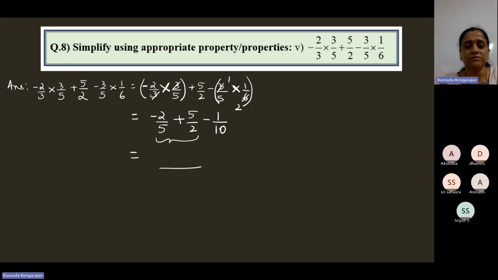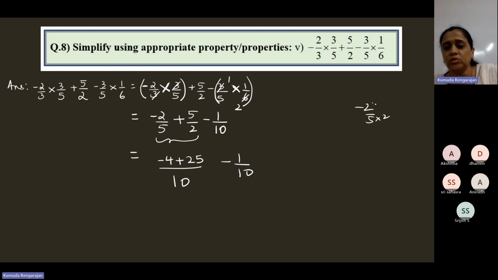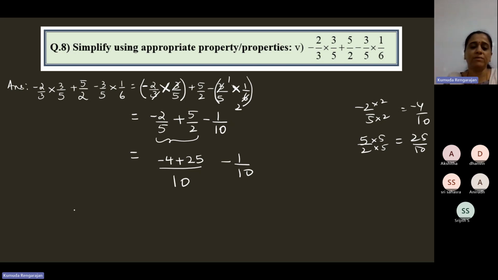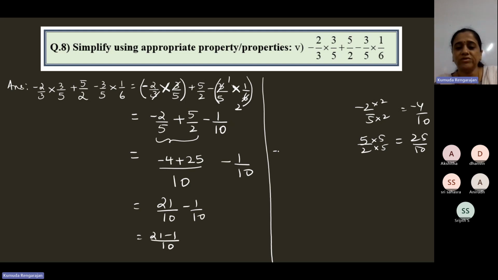So the LCM is 10. So it will be minus 4 plus 25 minus 1 by 10. Because you'll have to multiply minus 2 by 5 into 2, 2 into 2 is minus 4 by 10. And 5 by 2 into 5, 5 into 5, 25 by 10. So it's minus 4 plus 25 by 10 minus 1 by 10, which is 21 by 10 minus 1 by 10, which is 21 minus 1 by 10, which is 20 by 10, which is 2. Correct.